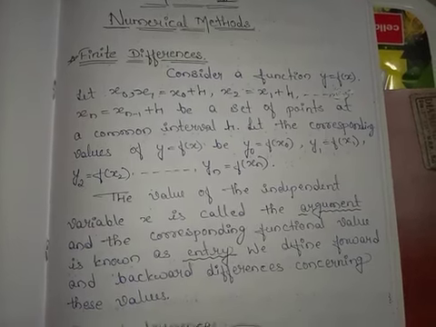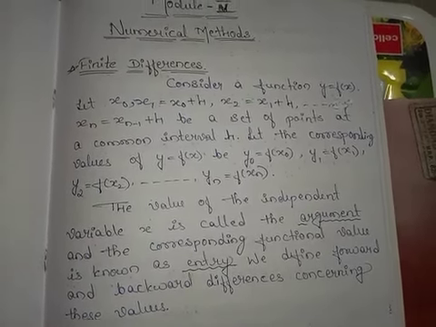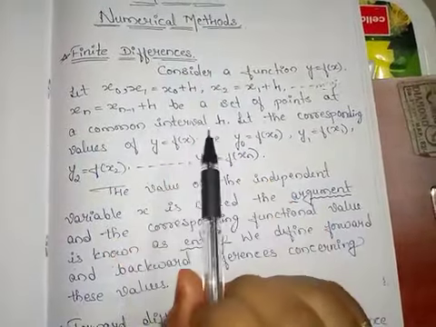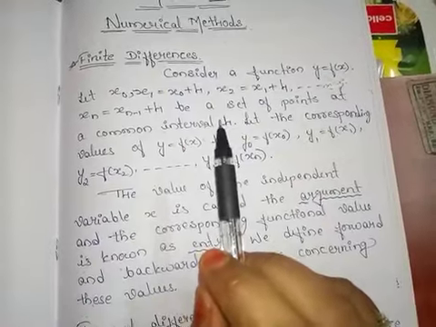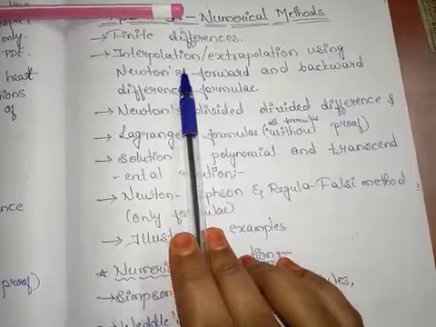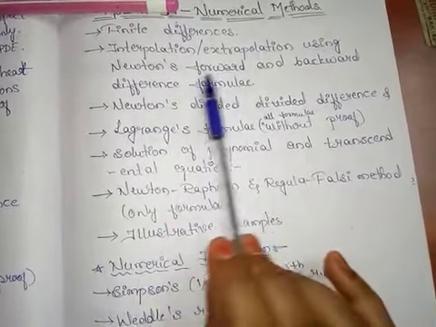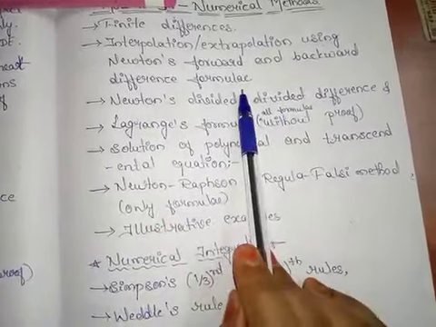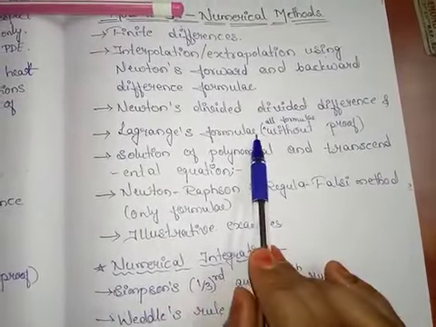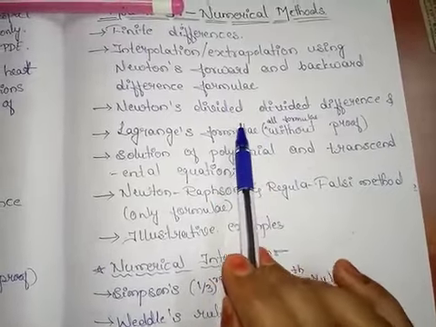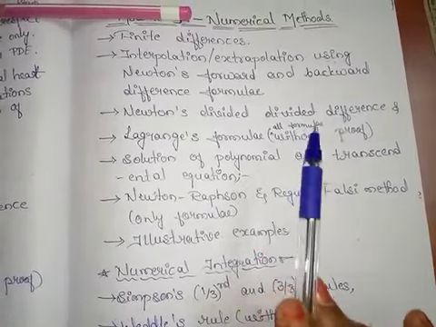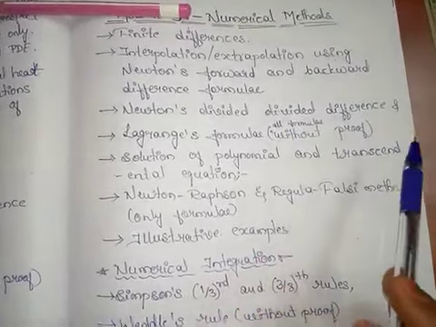Hello everyone. Today I am going to start the next module of your syllabus, that is numerical methods. In this module we will learn about, first, finite differences, interpolation, extrapolation using Newton's forward and backward difference formulae, and Newton's divided difference and Lagrange's formula, and these are all without proof. Means here proof is not required, only you have to remember the formula to solve the example.